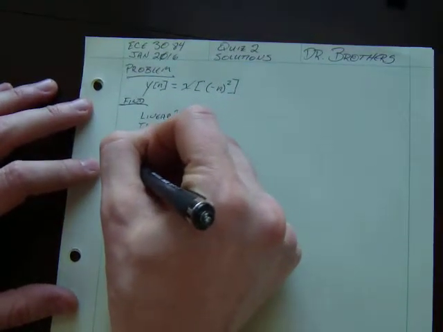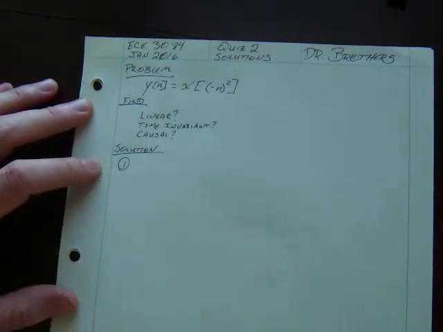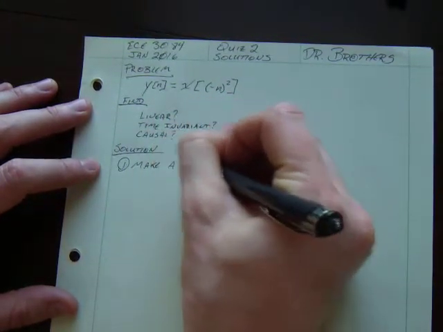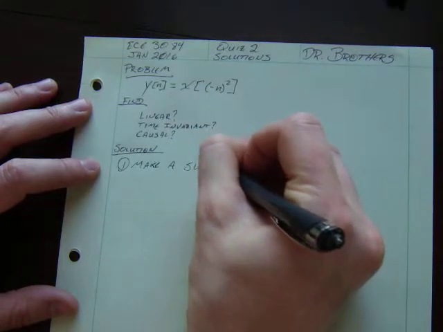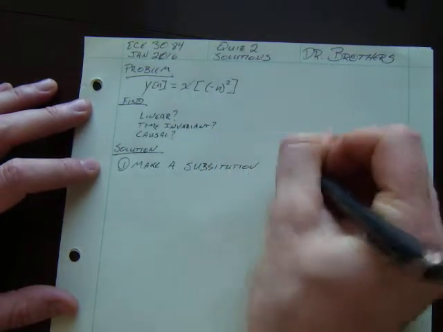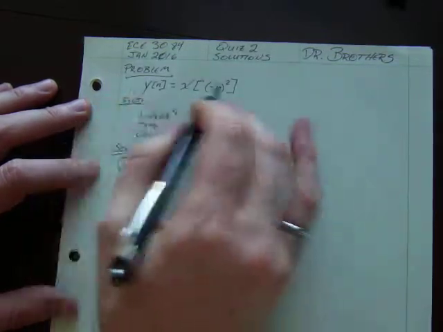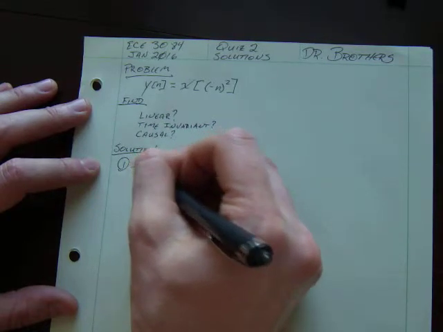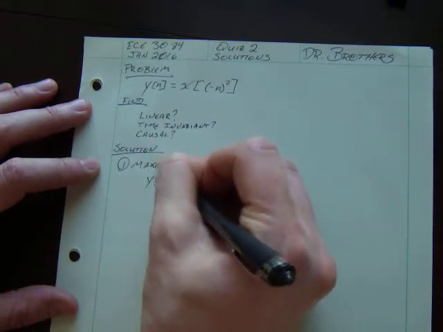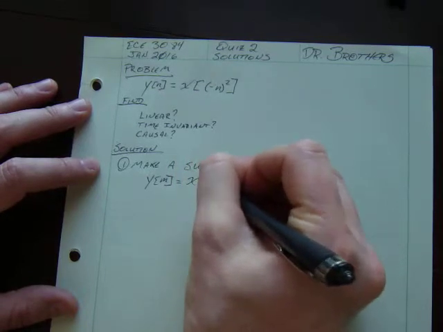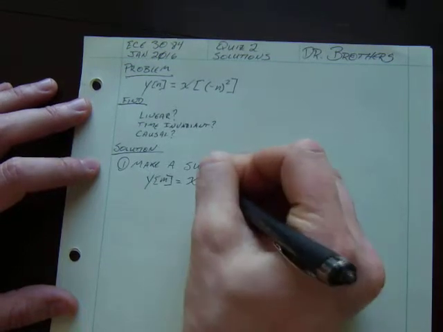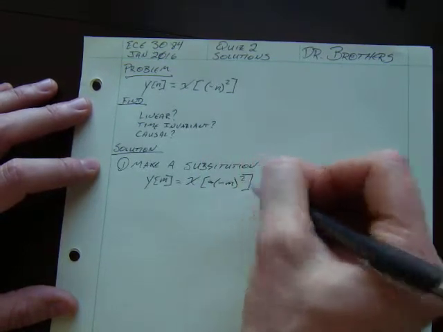So the first thing that we do, we're going to make a substitution so that we have a couple of different variables so we don't get things confused. So we're going to change out the variable in this equation. So we're going to say y sub m is equal to x of negative m squared. Sorry about that.